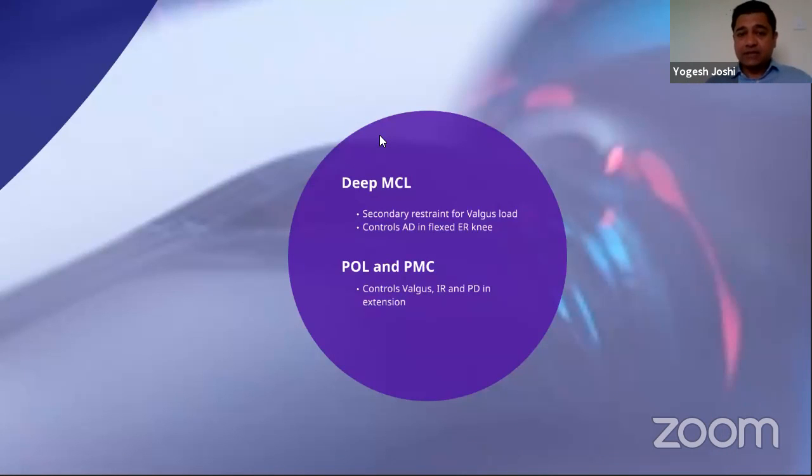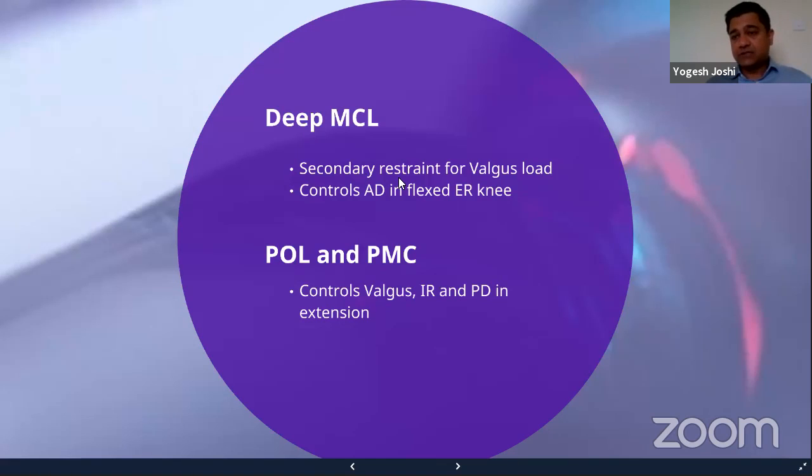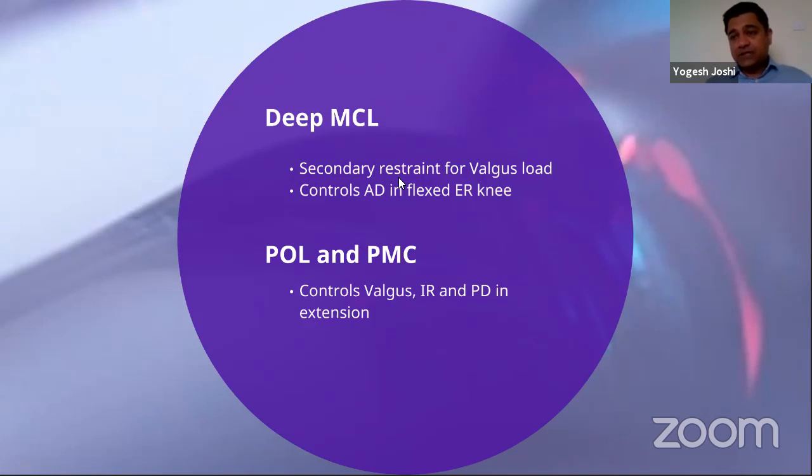Similarly, the deep MCL is a secondary restraint for the valgus load. Now in a flexed and externally rotated knee, this deep MCL is going to be tight, and hence it controls the anterior drawer in a flexed and externally rotated knee. Similarly, the POL and the posteromedial capsule are quite tight in internal rotation in extension, and hence in that position of the knee, it will resist posterior drawer of the knee.